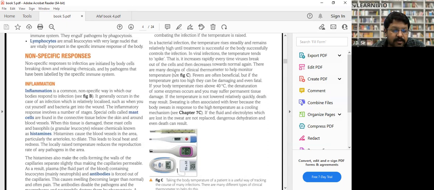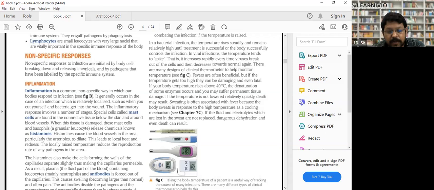There are many designs of clinical thermometer that help to monitor the temperature. Fever is often beneficial, but if the temperature gets too high, it can be damaging and even fatal for our body. If temperature rises above 40 degrees centigrade, it will damage many parts of our body. It may damage the brain.